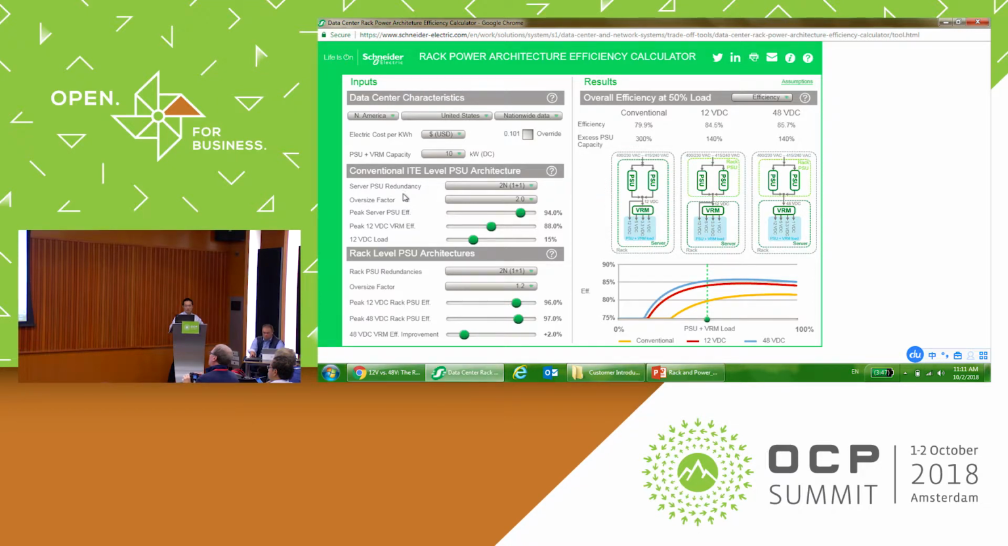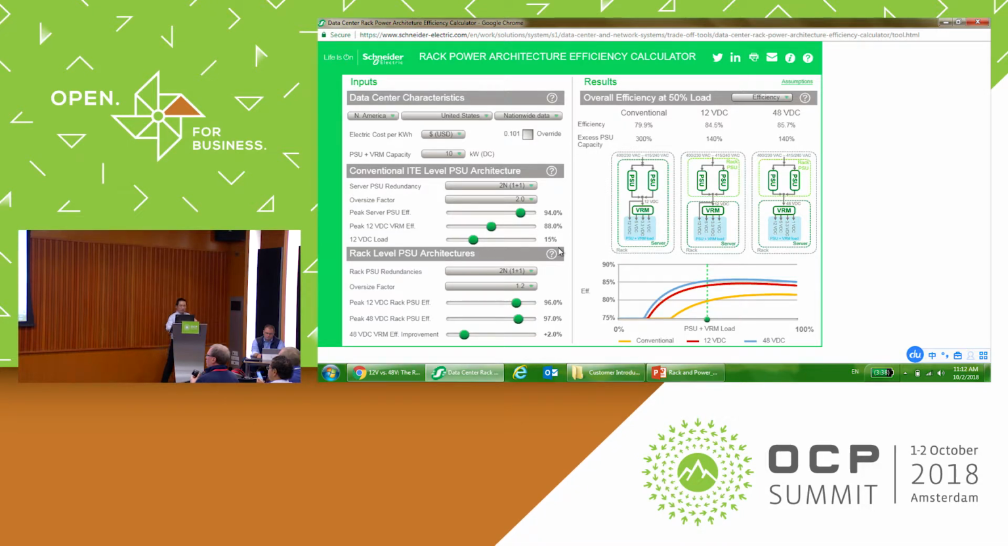For the very traditional, conventional server power supplies, I put 2N power, like N plus N redundancy. The oversized factor means that the typical server's power is about 1 kilowatt, but I will design the power supply at about 2 kilowatts. The efficiency of the power supply unit is 94%, and the peak VRM efficiency on the 12-volt VDC is 88%. So it's a very traditional, typical configuration on server power supplies.